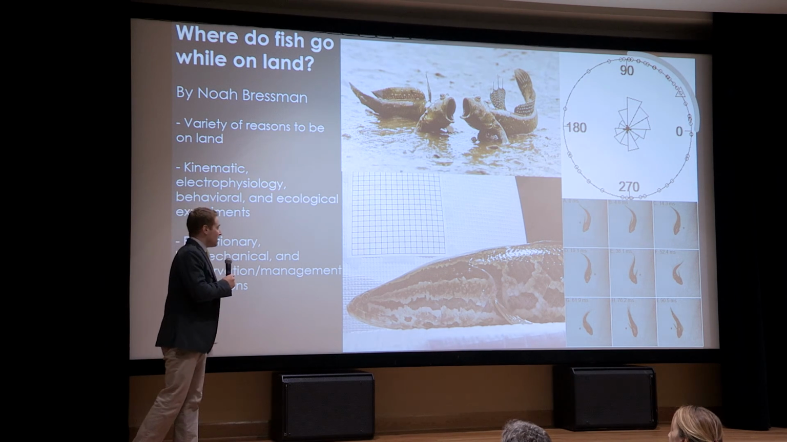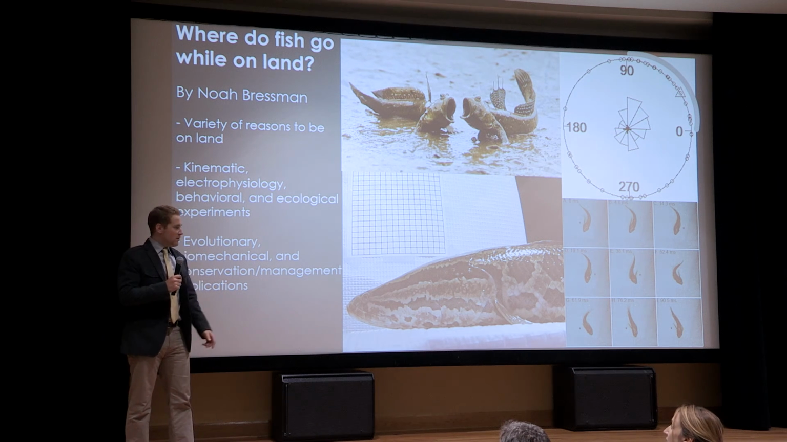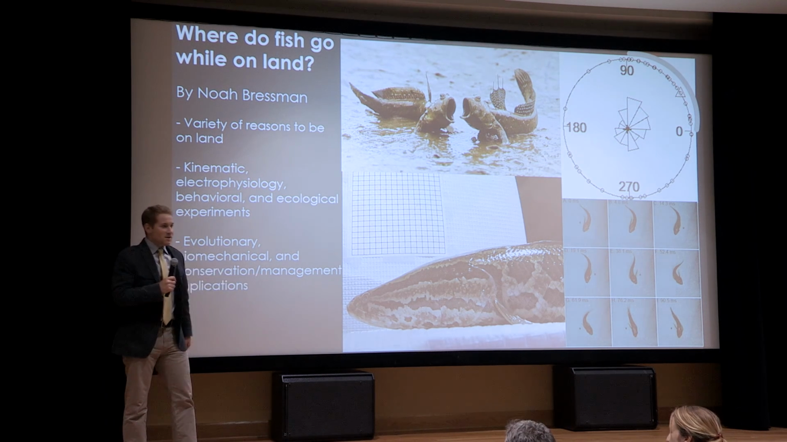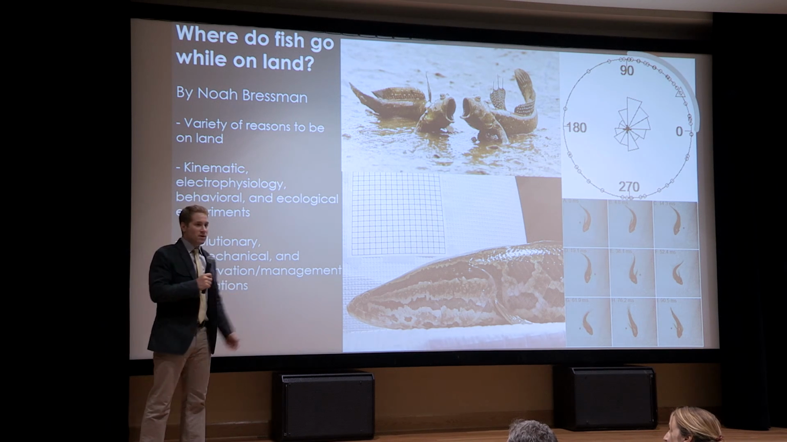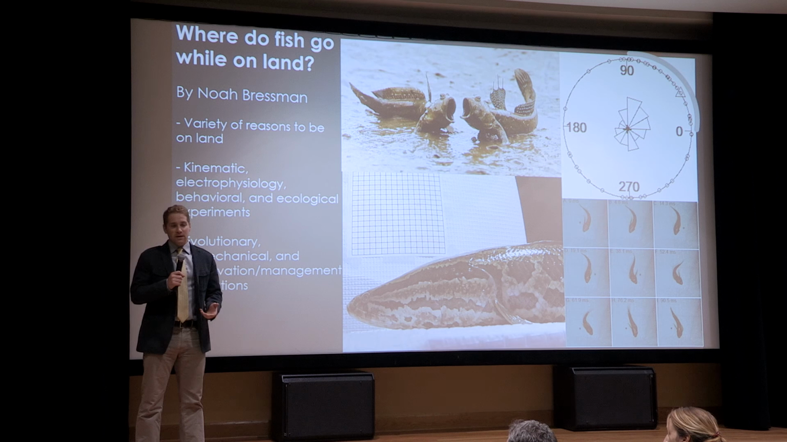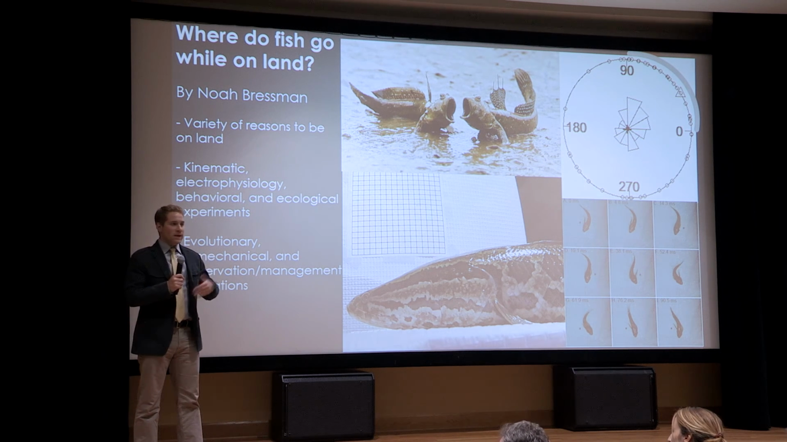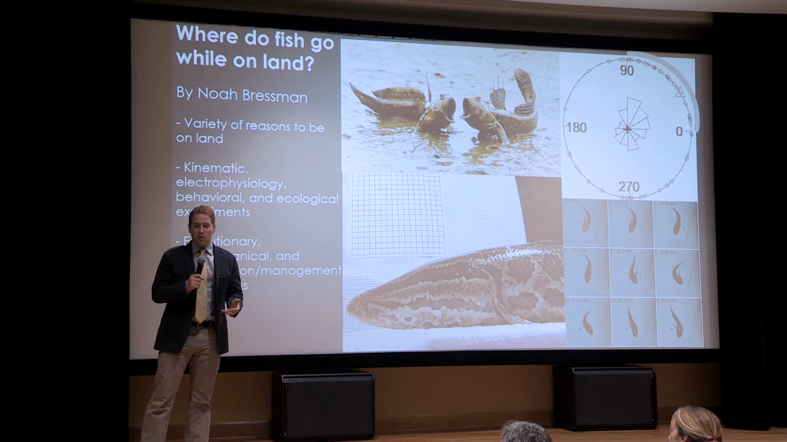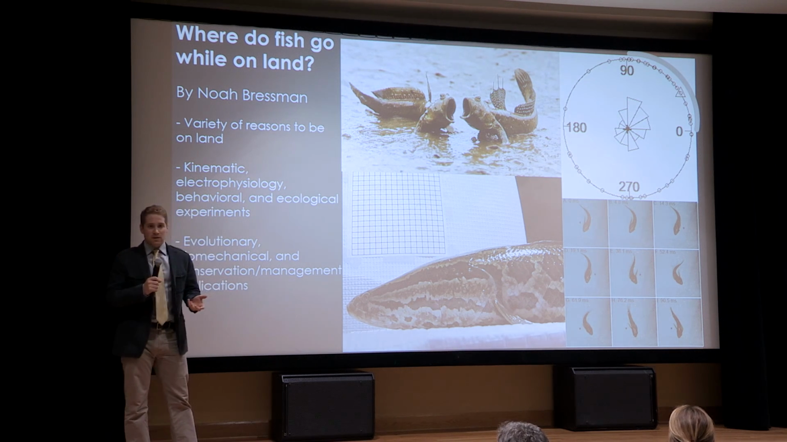And most information regarding fish on land consists of, hey look, there's a fish on the ground. There's not much basic information available, and I'm trying to fill those gaps. Specifically, I'm trying to figure out how fish go from point A to point B, both in terms of locomotion and in terms of navigation. I do that through a variety of methods.